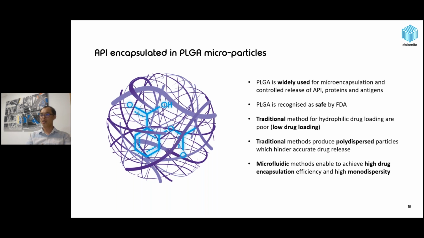With the traditional method, loading of hydrophilic, meaning water-soluble, drugs is poor. That means very low drug loading inside the PLGA microparticle. The traditional method also produces very polydisperse particles, which hinders accurate drug release. Using the microfluidic method, it is possible to achieve high drug encapsulation efficiency with high monodispersity, which we will discuss further in the next slide of this presentation.